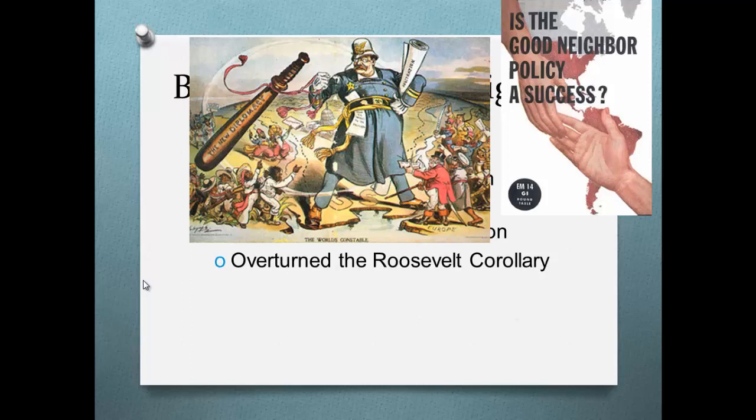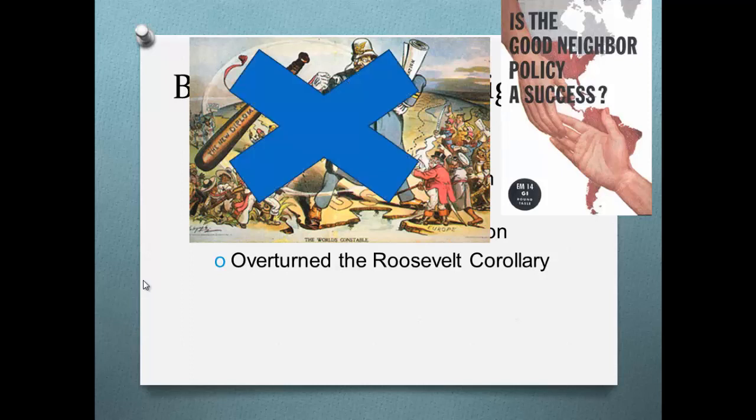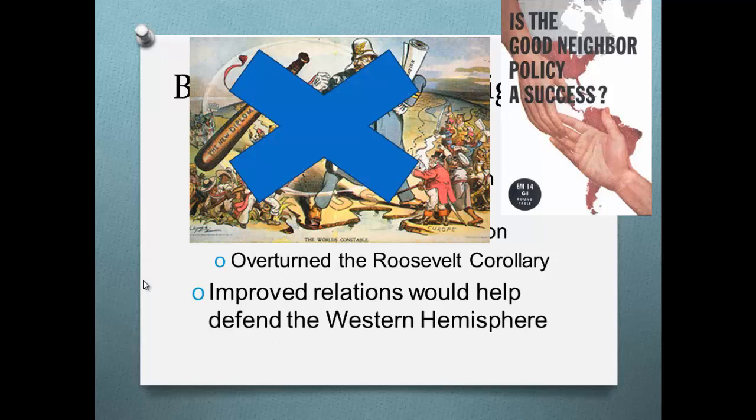So President Theodore Roosevelt's idea of the U.S. becoming this world police power in Latin America is overturned. The improved relations would also help defend the Western Hemisphere against any potential threat from Europe as well. So the 1930s and 40s definitely saw an improvement in the relationship between America and Latin America.